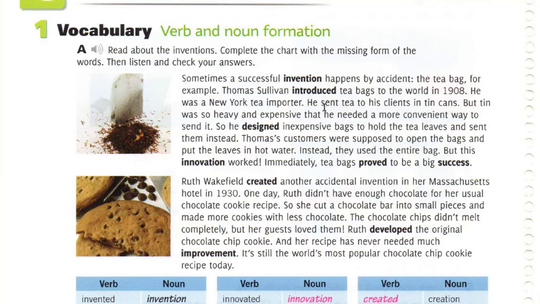Okay, here in the paragraph we can see them in both forms, as a verb or as a noun. Okay, sometimes a successful invention happens by accident. Tea bags, for example. Thomas Sullivan introduced tea bags to the world in 1908. He was a New York tea importer. He sent tea to his clients in tin cans, but tin was so heavy and expensive that he needed a more convenient way to send it. So he designed inexpensive bags to hold the tea leaves and sent them instead.